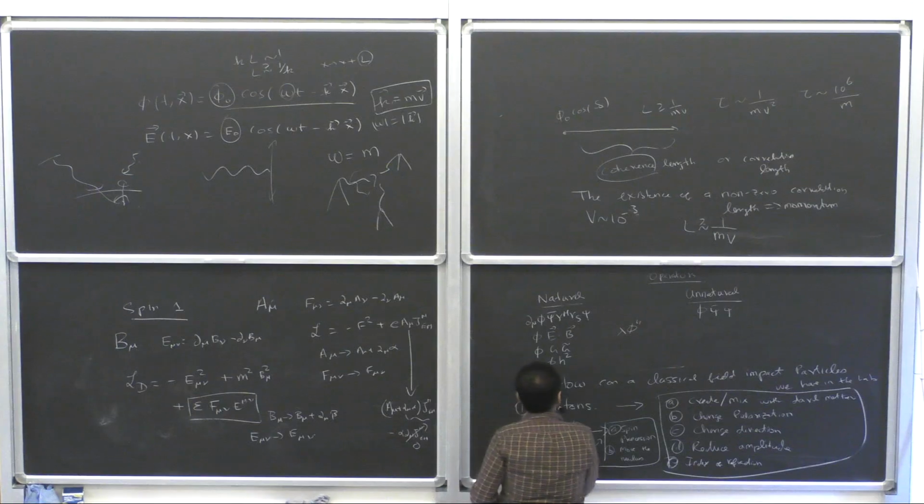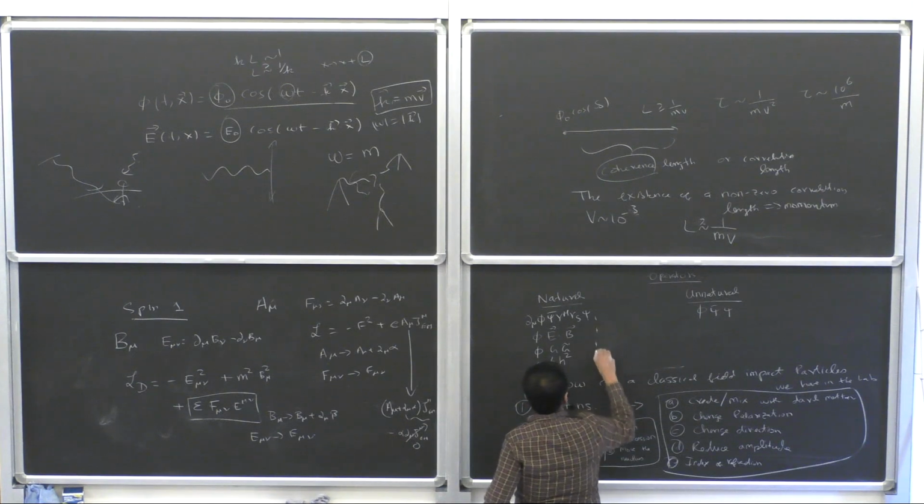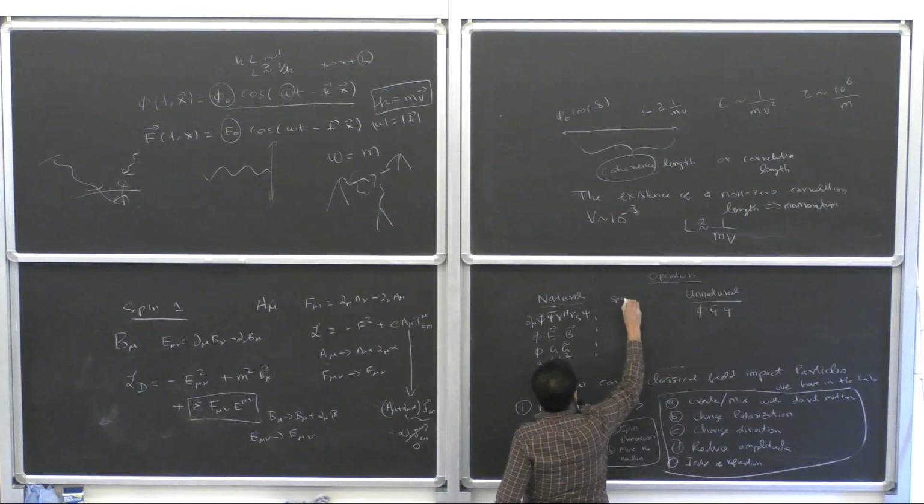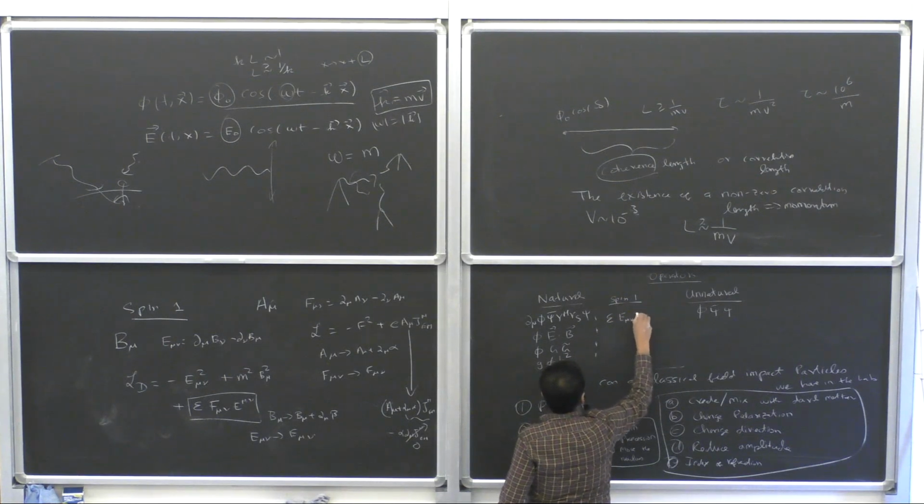So I will put that on this side as well. Because all of this is spin 0. This is a spin 1 sector. This is spin 1. And I can write down epsilon E mu nu F mu nu.